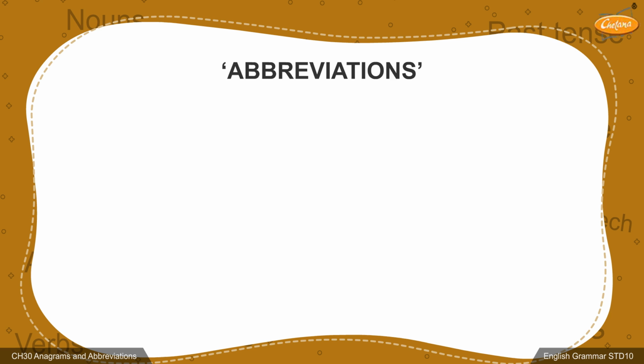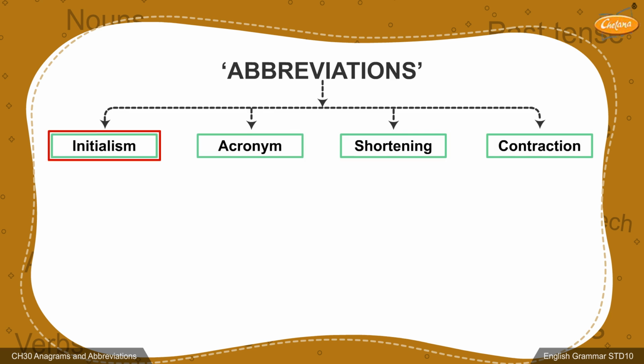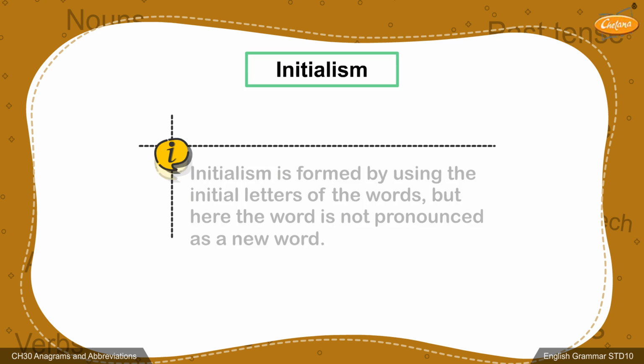Abbreviations have four major types. These are initialism, acronym, shortening, and contraction. Let's understand the first type.